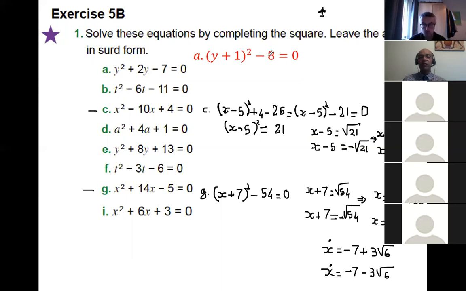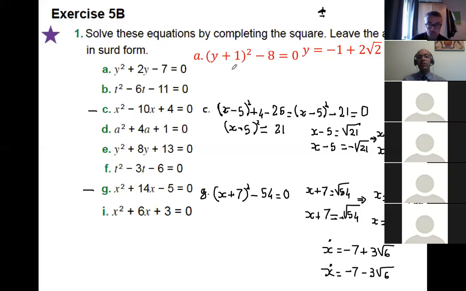So what's the opposite of taking away? Add. So we're going to add 8 on both sides. And once you add your 8 on both sides, you should get something in the form of (y plus 1) squared equals 8. Okay, and then remember what we did here. Then we put y plus 1 equals root 8, just the same way we did with root 21.